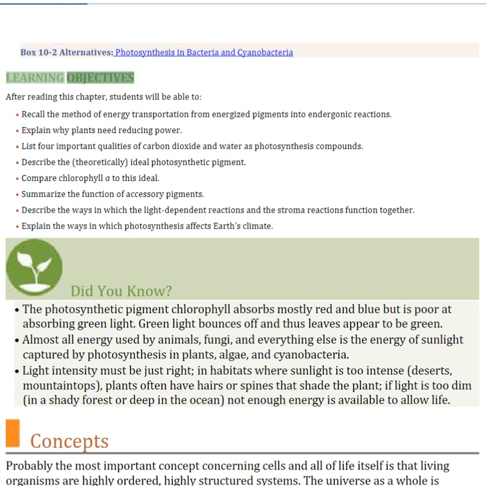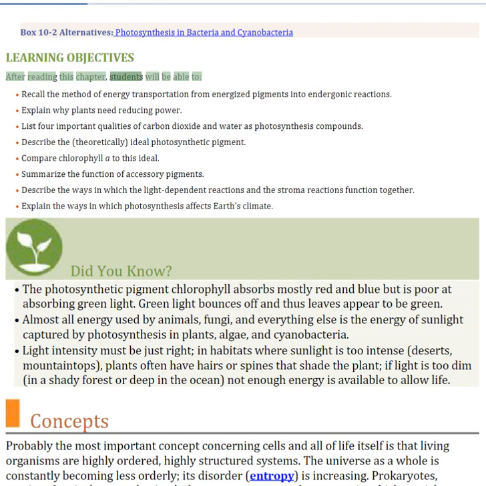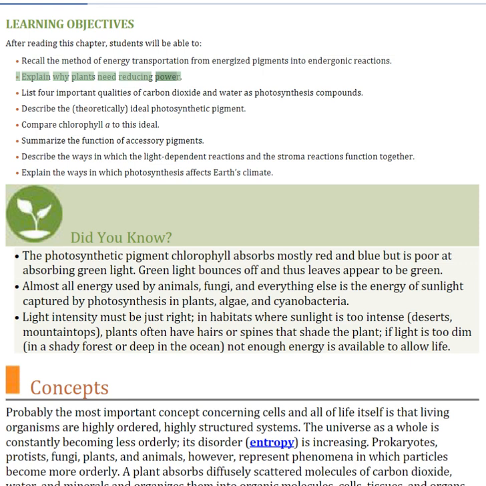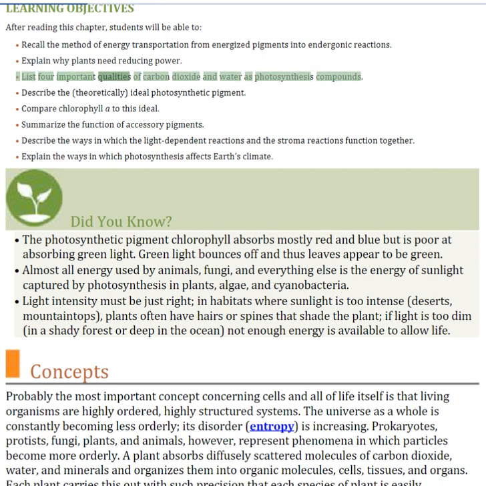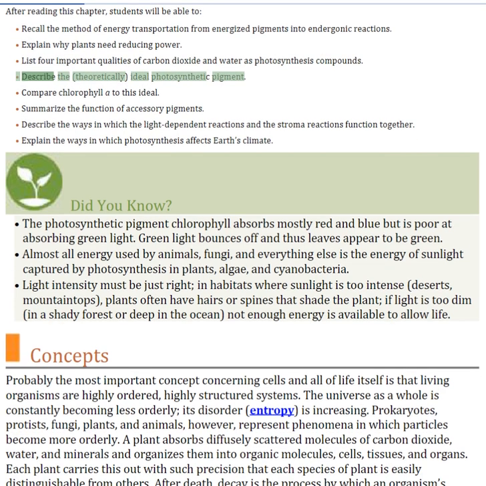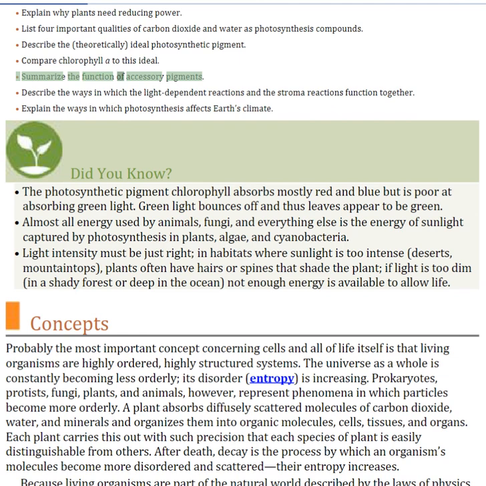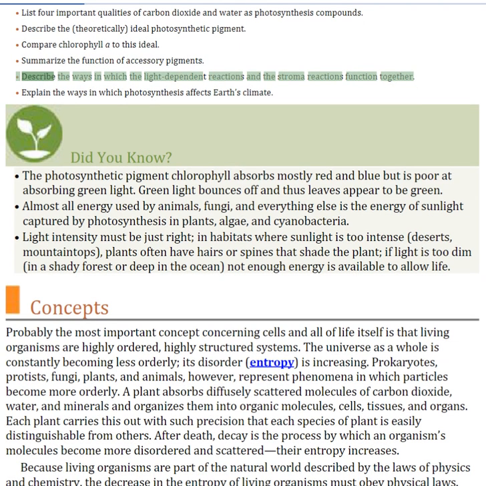Learning objectives. After reading this chapter, students will be able to recall the method of energy transportation from energized pigments into endergonic reactions. Explain why plants need reducing power. List 4 important qualities of carbon dioxide and water as photosynthesis compounds. Describe the ideal photosynthetic pigment. Compare chlorophyll a to this ideal. Summarize the function of accessory pigments. Describe the ways in which the light-dependent reactions and the stroma reactions function together.